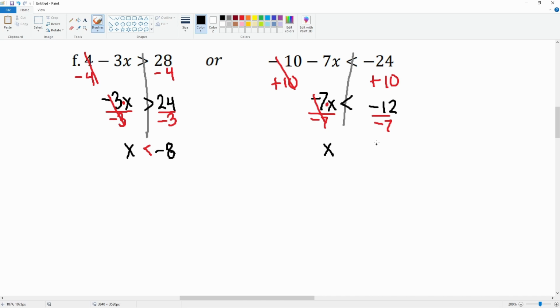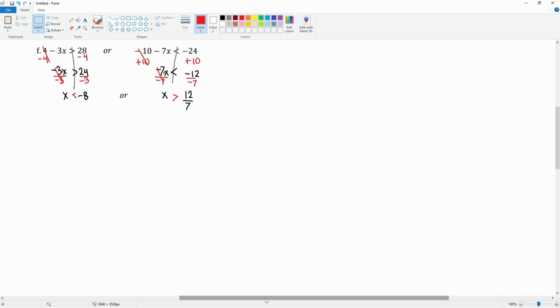The negative 12 over negative 7, well, you can't really simplify that, right? It's already improper, so it's just 12 over 7. The negative over negative does cancel, leaving you with a positive answer. Okay, the fact that you divide by a negative, the inequality here does switch. All right, and there you go. And make sure you put the word or here, as that is the answer. So your answer is x is less than negative 8 or x is greater than 12 over 7. Fractions are perfectly fine.